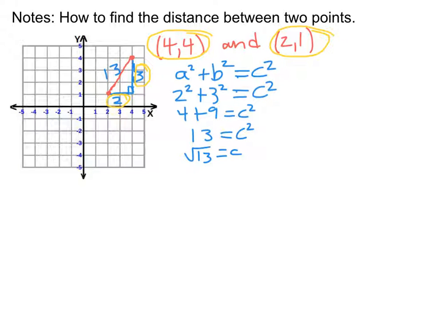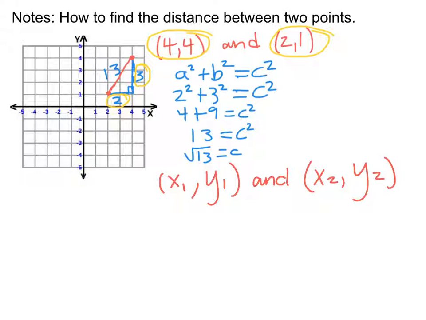So let's say that we're going to use 2 general points. So we're going to use (x1, y1) and (x2, y2). See if you can write down how you would find the length of A and the length of B based on those general coordinates. So write a formula for it.